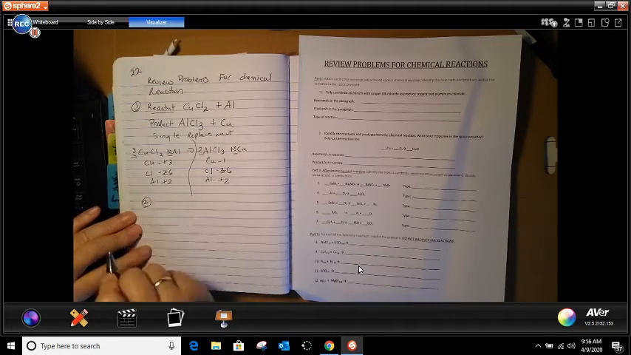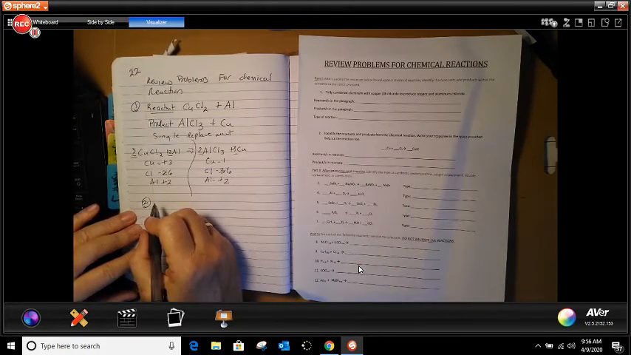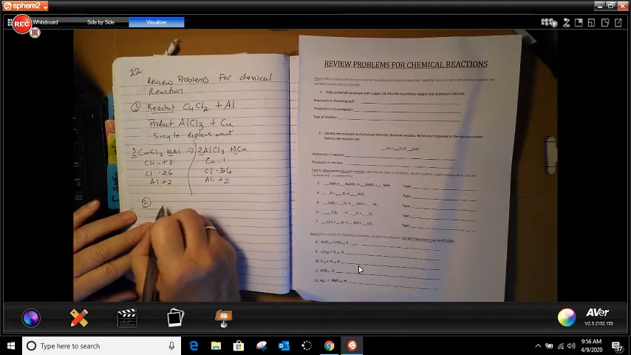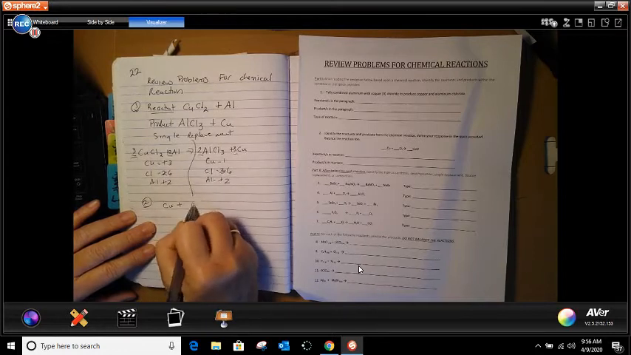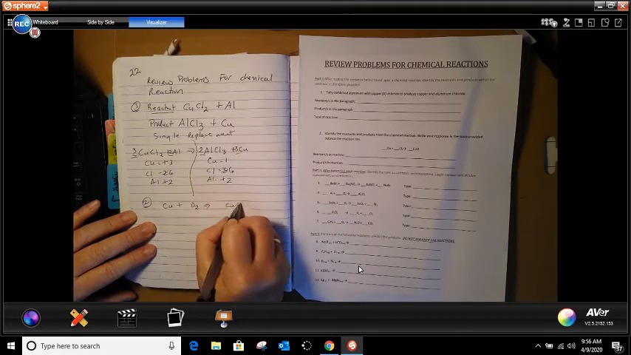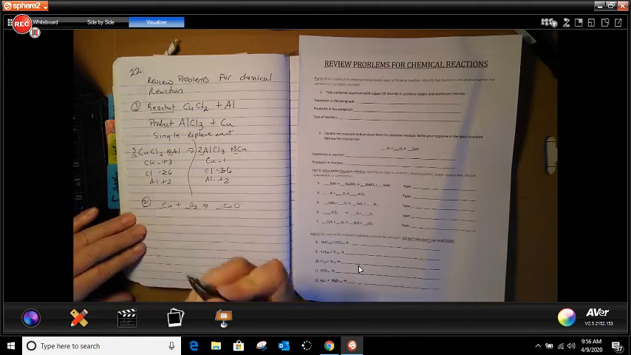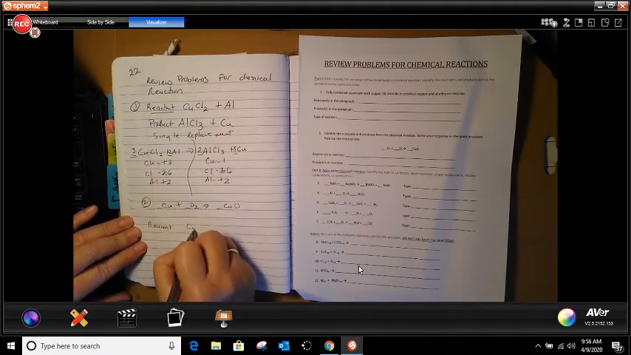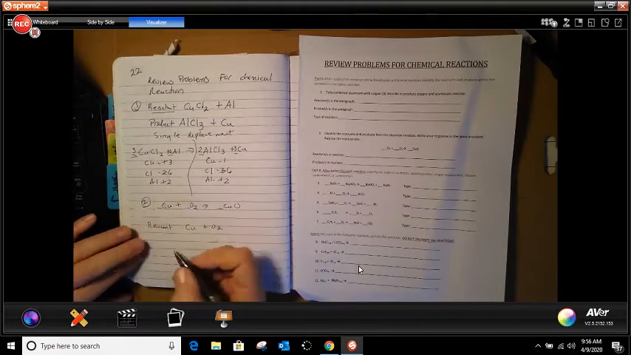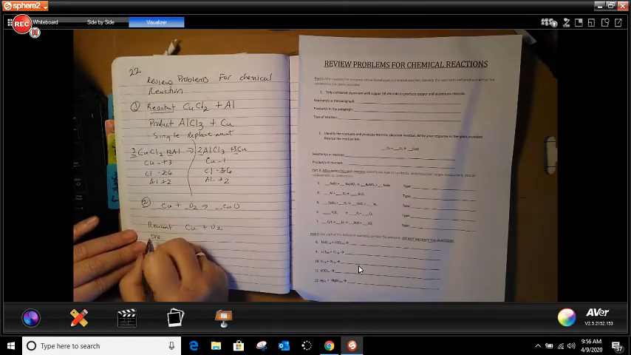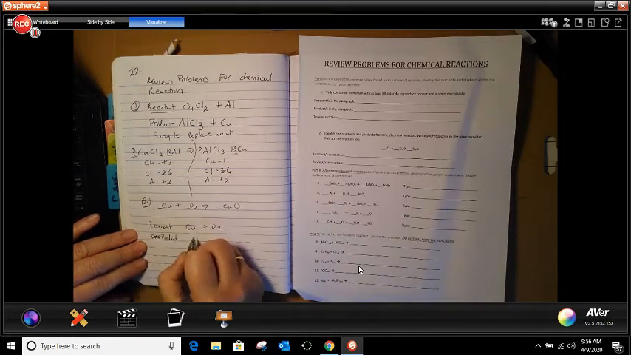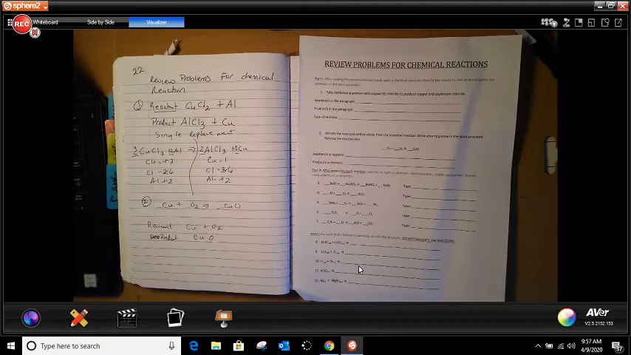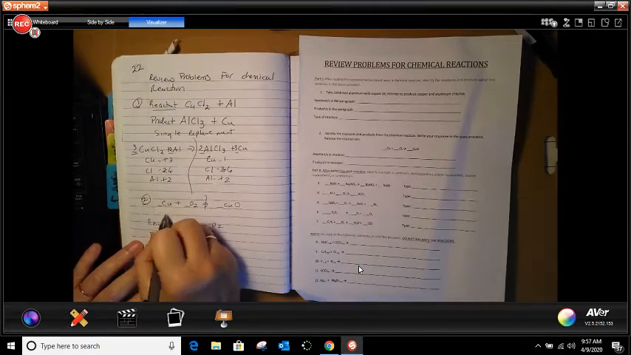Question number 2 says identify the reactant and the products for this chemical equation. So I'm going to go ahead and write it out. Cu plus O2 yields CuO. And then it asks me for the reactant. Remember, my reactant is Cu plus O2. And then it asks me for my product, which is CuO, but first I need to see if it's balanced.